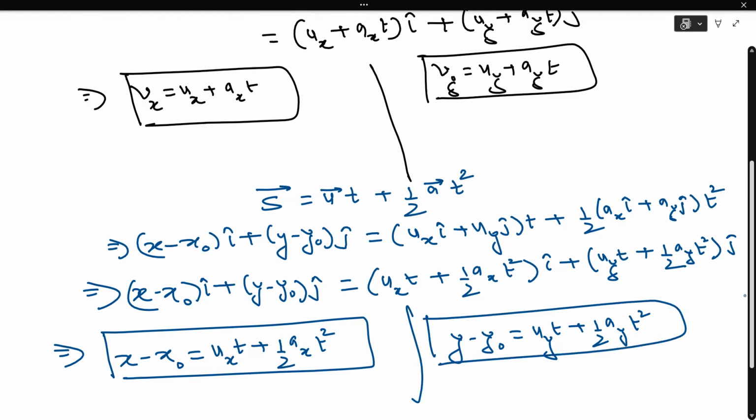So again, what are we doing? We are splitting up. The displacement-time relation was s equal to ut plus half at square. We are splitting it into two displacements, one along the x-axis, one along the y-axis.